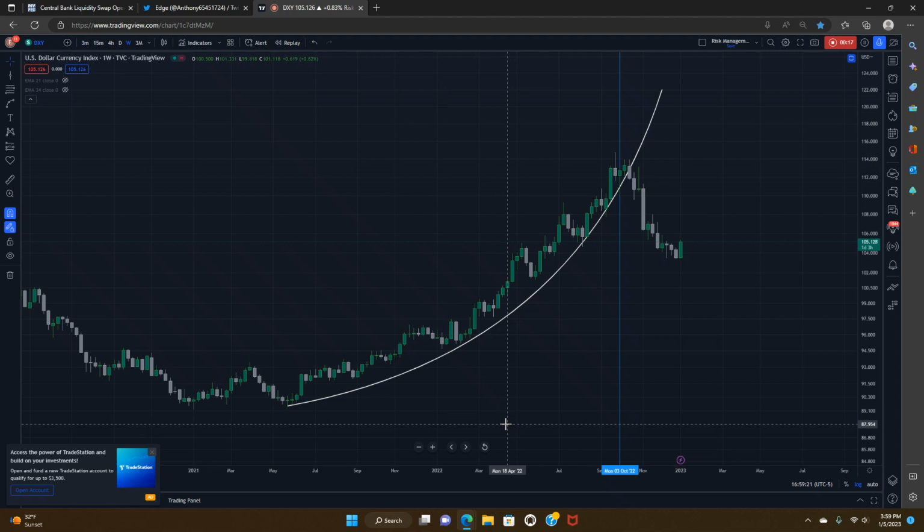Now, I know I've been talking about the dollar index parabola for a while, the one starting back in May 2021, leading up all the way to Q4 of 2022, so over a year. But I do think that the central bank liquidity swap operations may give people a fundamental basis for why the shift occurred in Q4 of 2022. People are always looking for a reason, and of course there are a multitude of reasons.